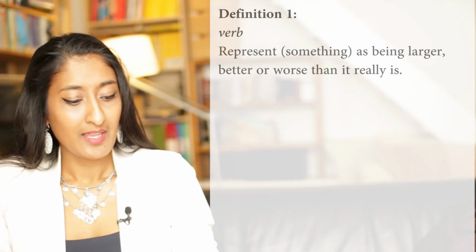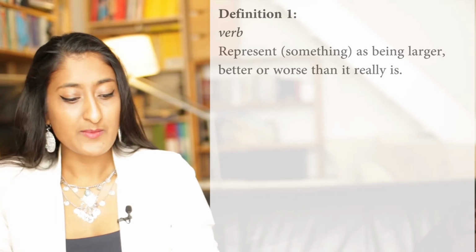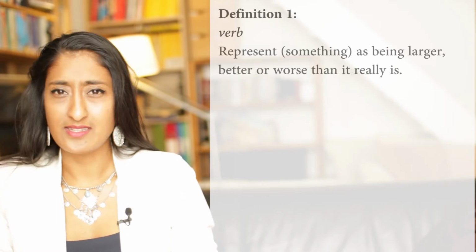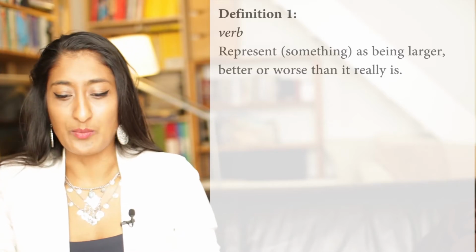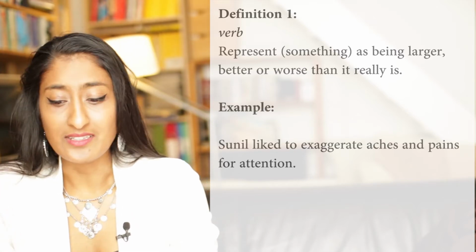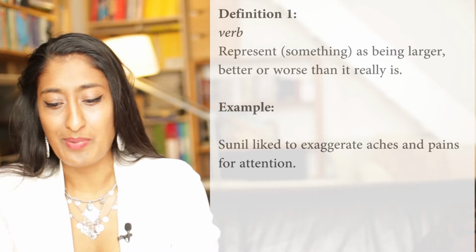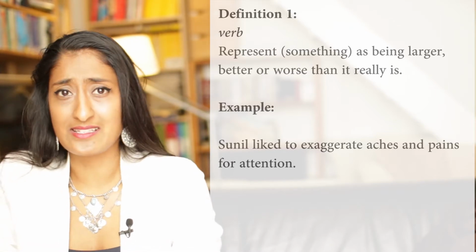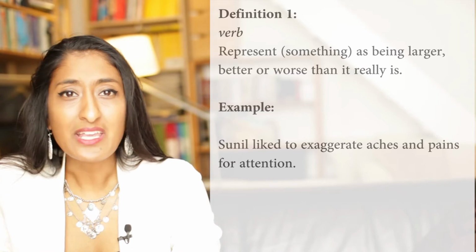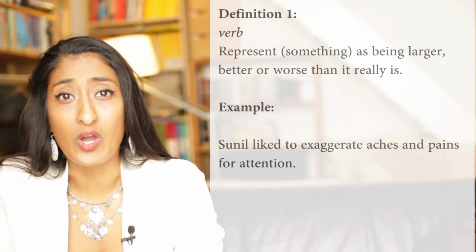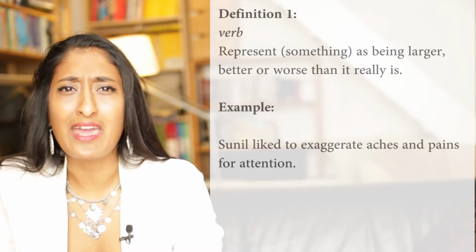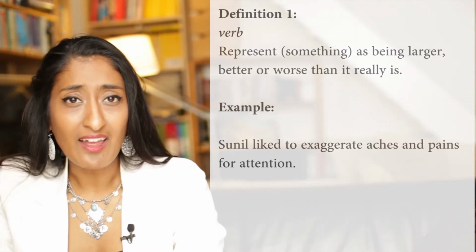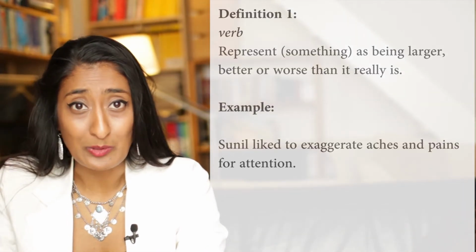Let's have a look at the dictionary definitions. Definition number 1. Represent something as being larger, better, or worse than it really is. Here's an example sentence. Sunil liked to exaggerate aches and pains for attention. So in this case, Sunil probably isn't in pain all that much, but he likes to make it out that it's worse than it really is, that his pain is bigger than it really is, because he likes to get the attention from other people.